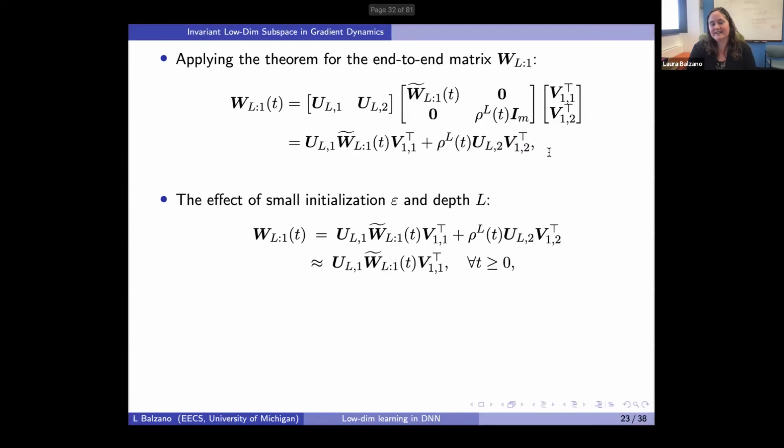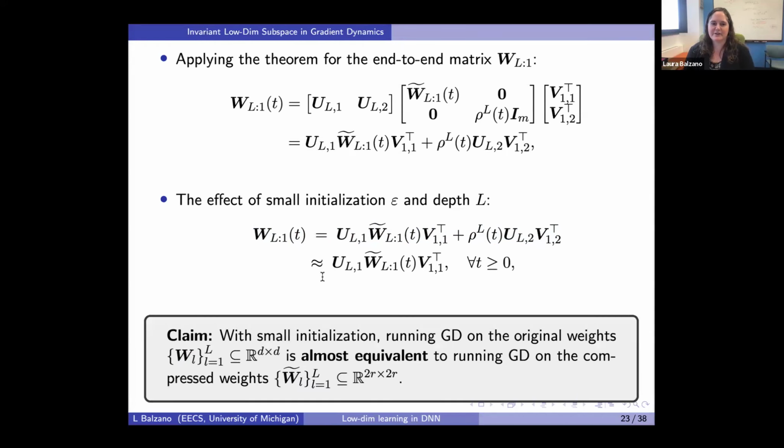And in fact, we started rho by initializing at epsilon, and this gives us a little sense of what happens as you increase L. When you have something small and take it to higher and higher powers, it becomes closer and closer to 0. And we get a good approximation saying just this subspace and the training happening in this subspace is basically a good approximation for the training in all the layers of the weight matrices. Okay, so this is really what we want to leverage. And so what I'm claiming, and will show some evidence for, is that with small initialization, we can run gradient descent on these W tilde small weights and get something as good as what we did in the original space.